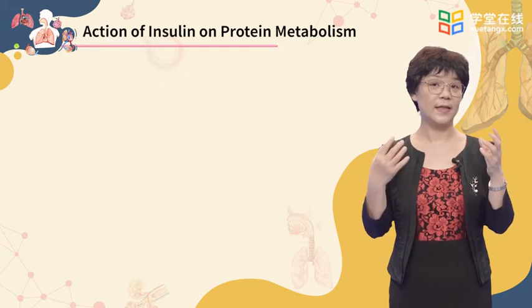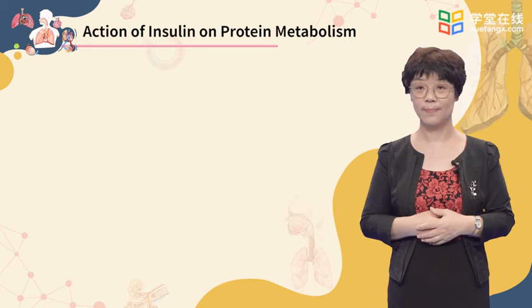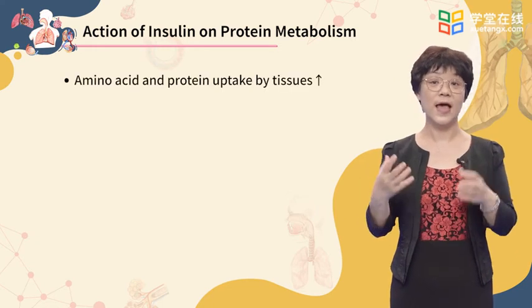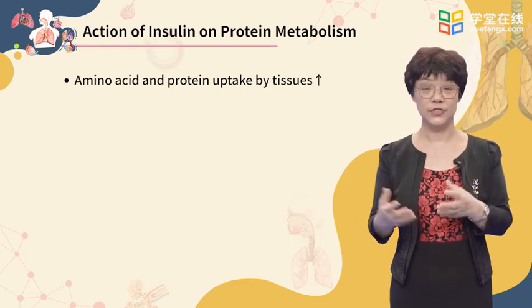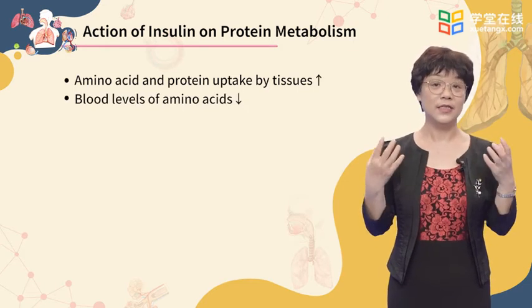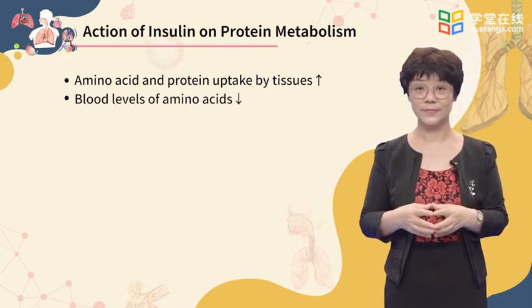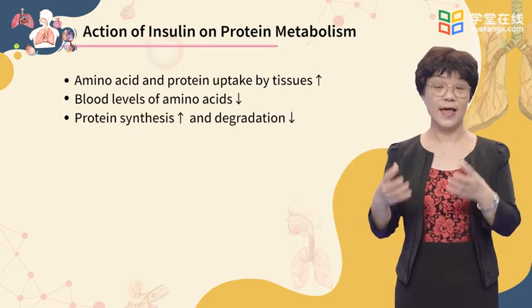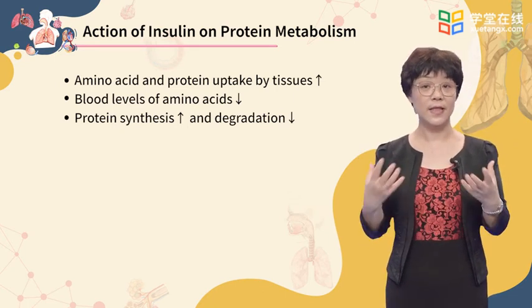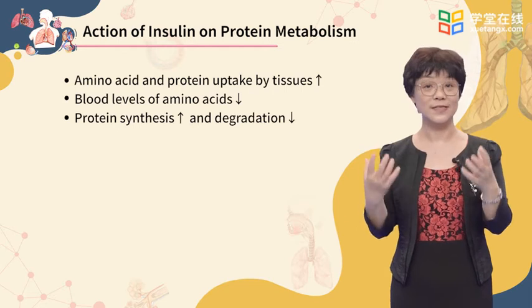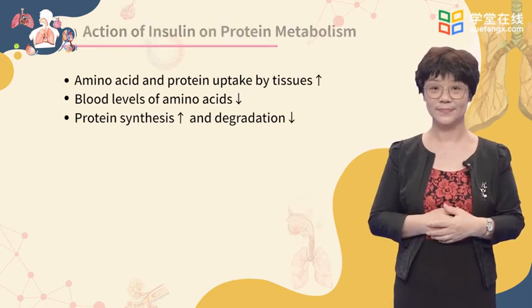Insulin has an anabolic impact on protein metabolism. Insulin increases amino acid and protein uptake by tissues, thereby decreasing blood levels of amino acids. After amino acids enter target cells, for example the muscle, insulin then facilitates protein synthesis and inhibits their degradation.